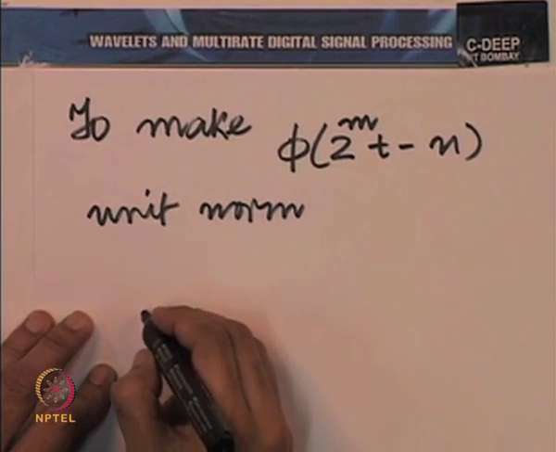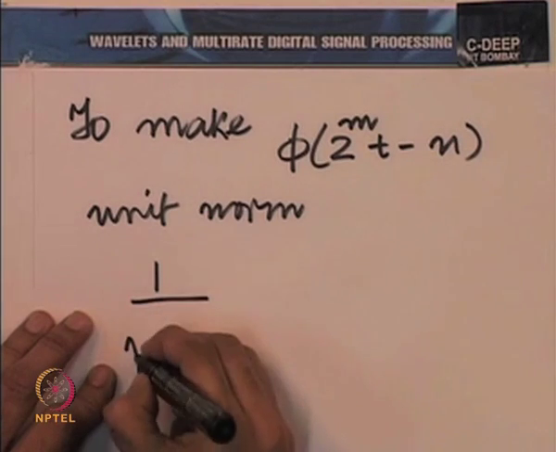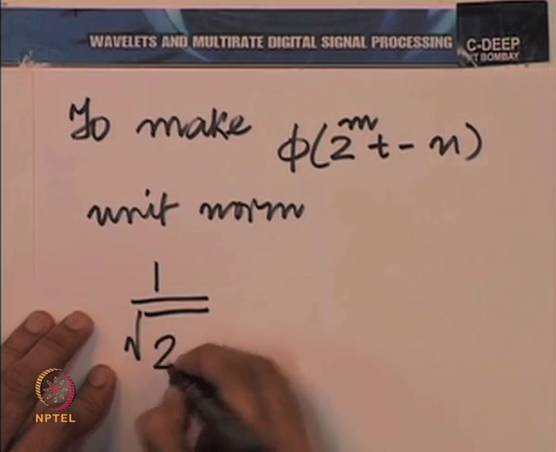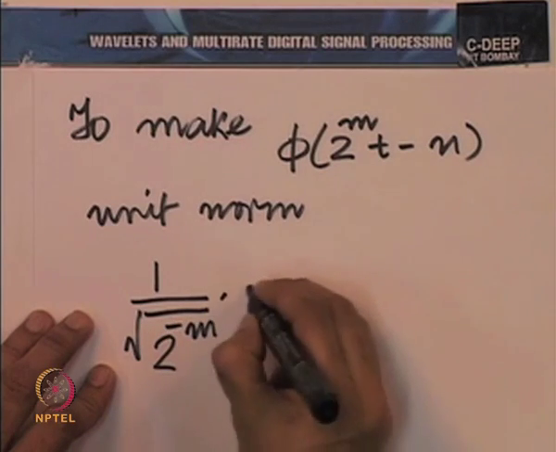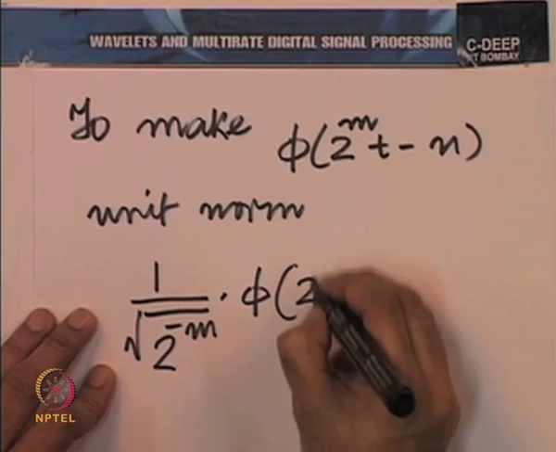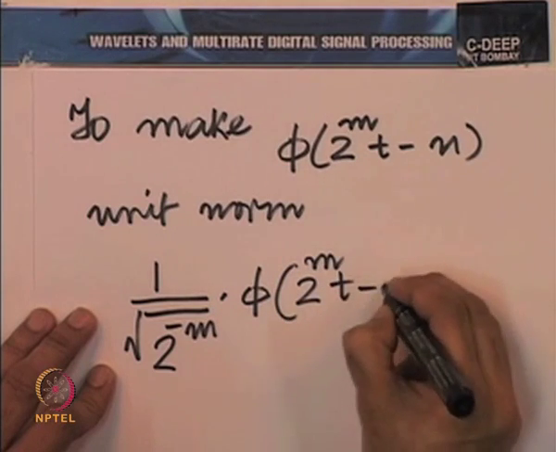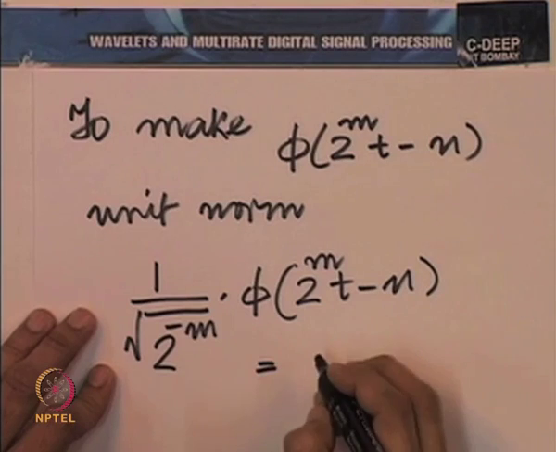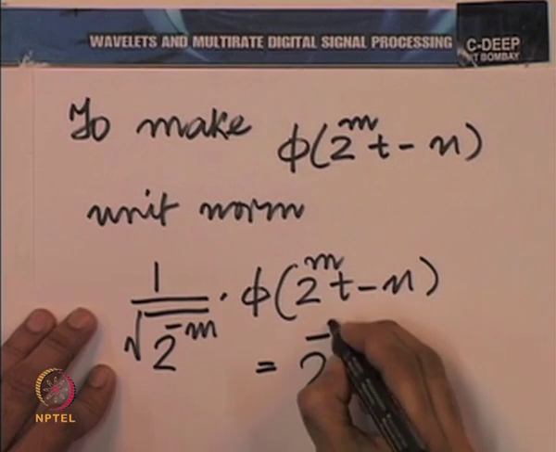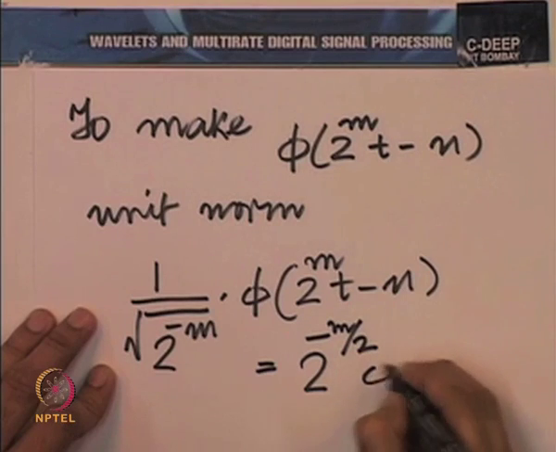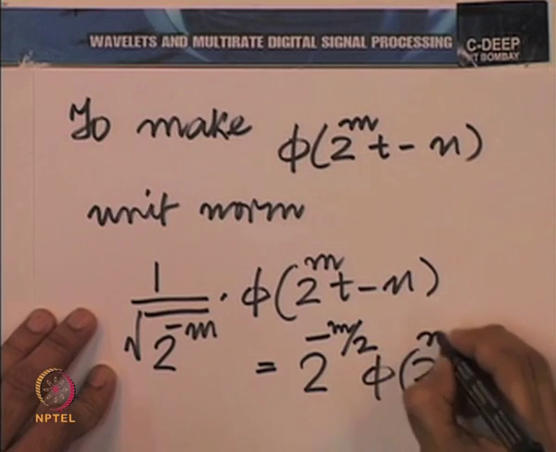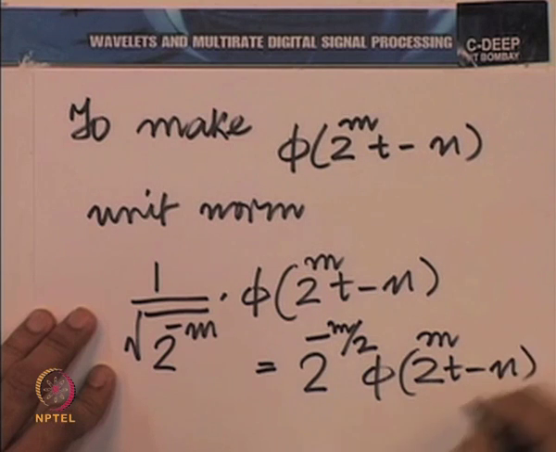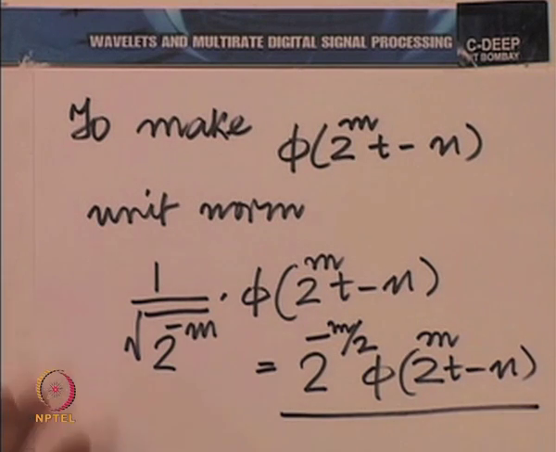We must consider 1 by square root of 2 raised to the power minus m times phi 2 raised to the power of m t minus n, and that is easily seen to be 2 raised to the power minus m by 2 phi 2 raised to the power m t minus n. So, this is the unit norm. This is now an orthonormal basis. So, let us make that note.